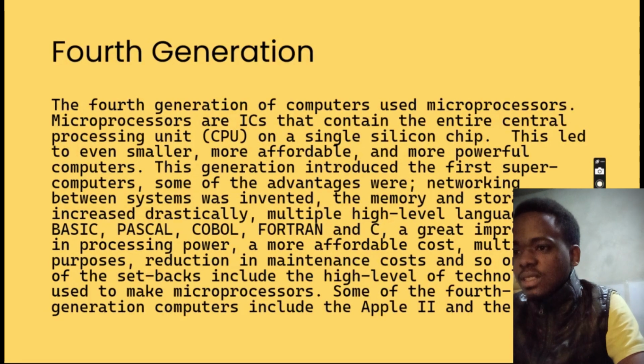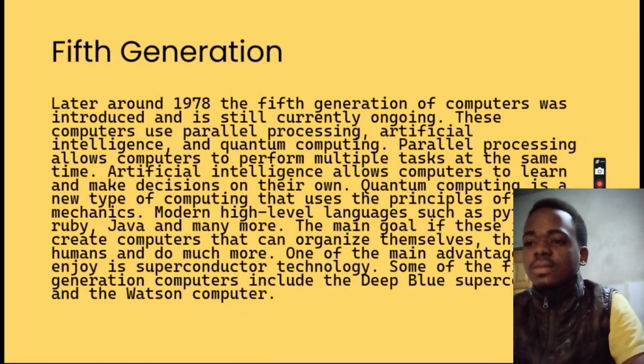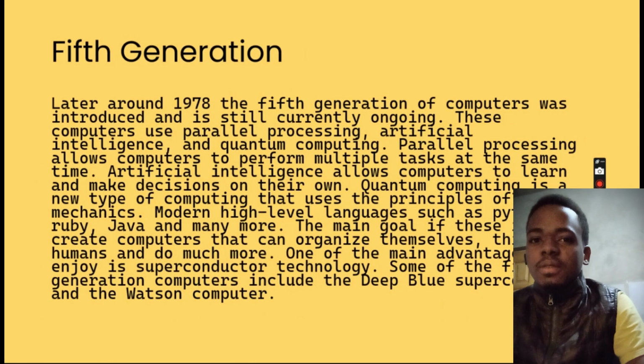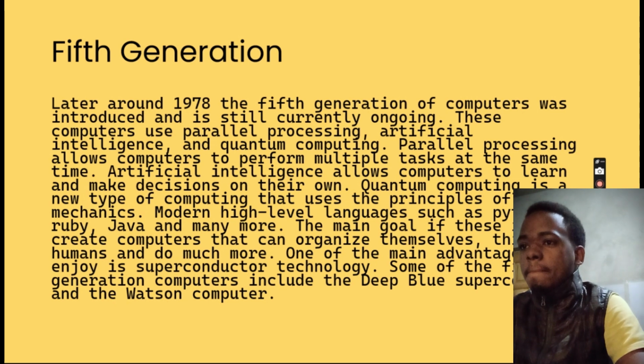Some of the setbacks include the high level of technology used to make microprocessors, sadly. But then some of the fourth generation computers include the Apple II and the IBM PC. Let's get a look at the fifth generation now. So yeah, fifth generation.